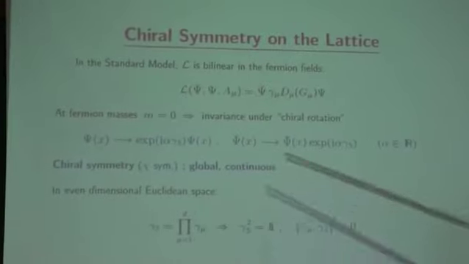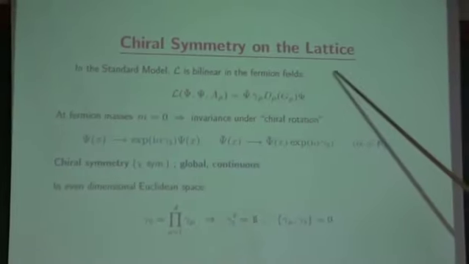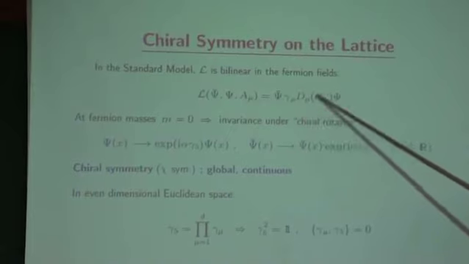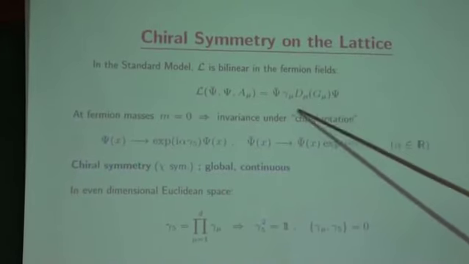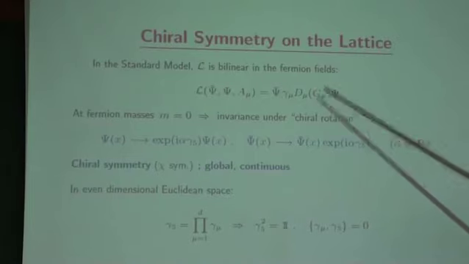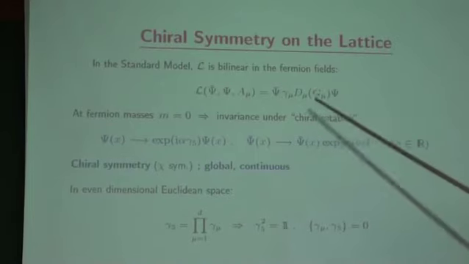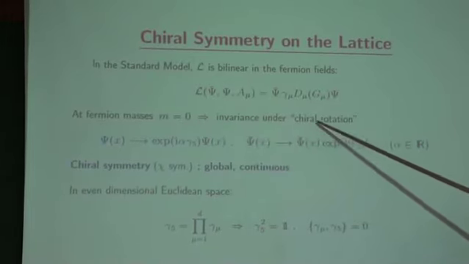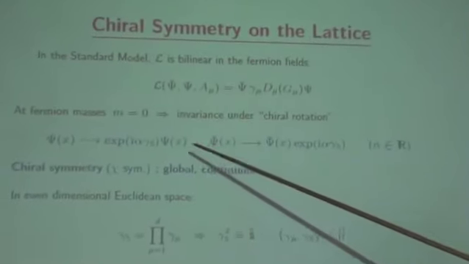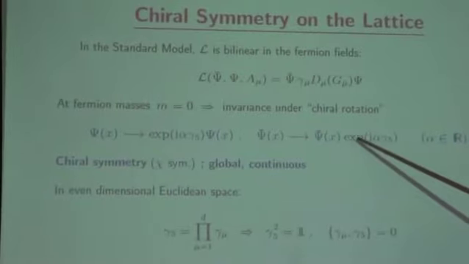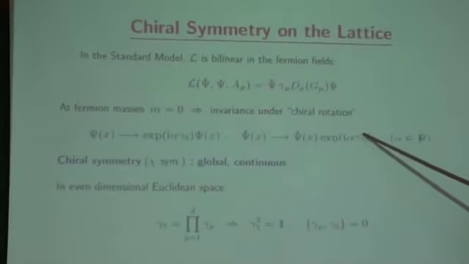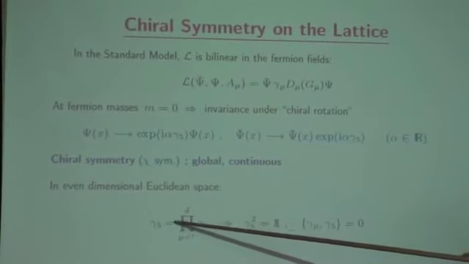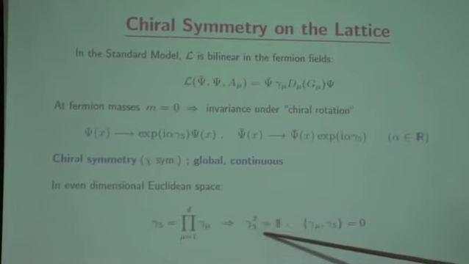So first of all, the standard model and practically all theories of interest are bilinear in the fermion fields. So here we have psi bar psi, and then some kernels, some Dirac operator in between, which can involve gauge fields. This is now for fermion mass 0. And in this case, we have an invariance under what I call chiral rotation, that psi and psi bar are both multiplied with such an exponential factor, where gamma 5 is in Euclidean space. Gamma 5 is simply the product of all gammas. There is no i here, so we have the same properties as Minkowski space.